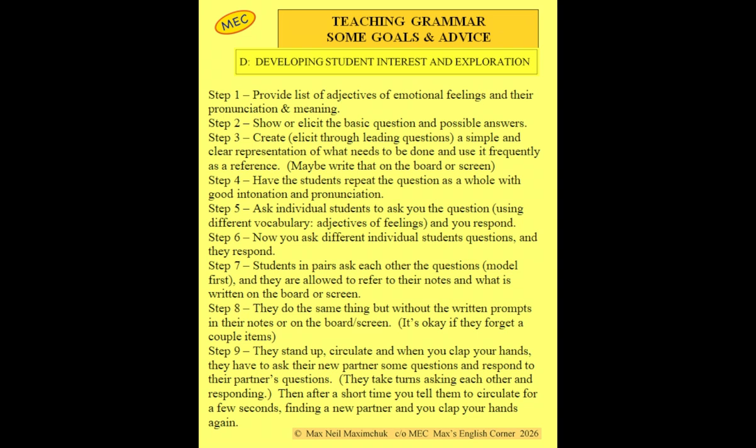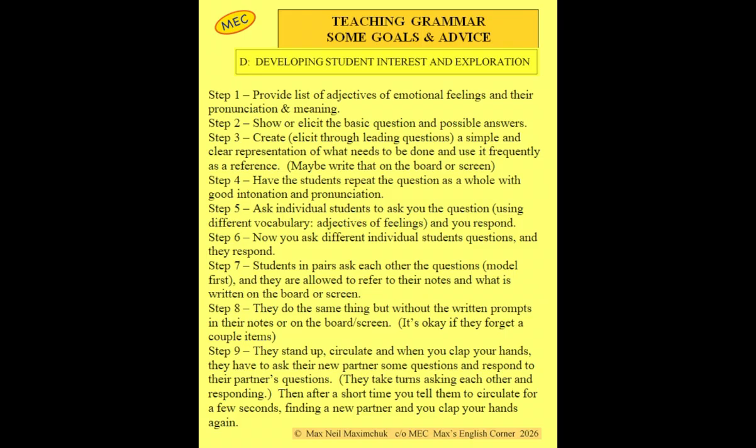Step 4. Have the students repeat the question as a whole with good intonation and pronunciation. Step 5. Ask individual students to ask you the question, using different vocabulary or adjectives of feelings, and you respond. Step 6. Now you ask different individual students questions, and they respond. Step 7. Students in pairs ask each other the questions, model first, and they are allowed to refer to their notes and what is written on the board or screen.